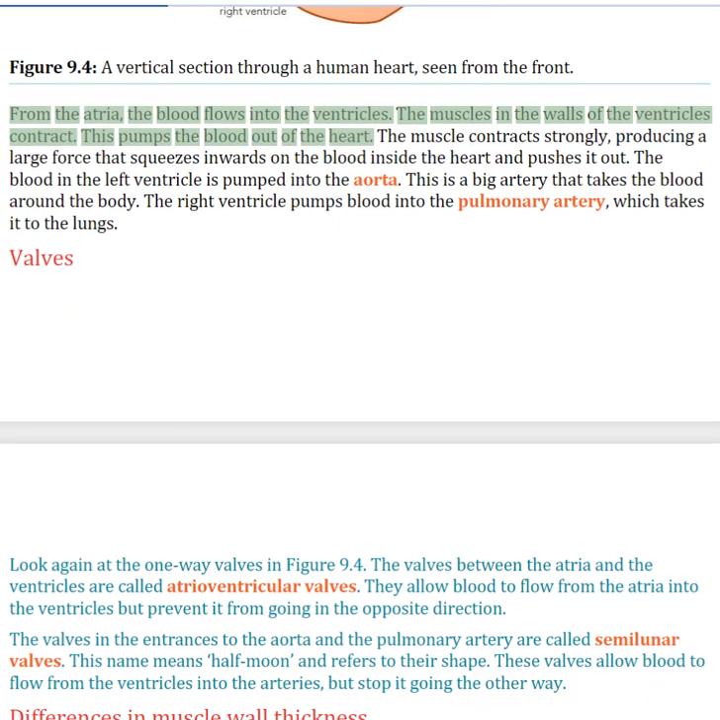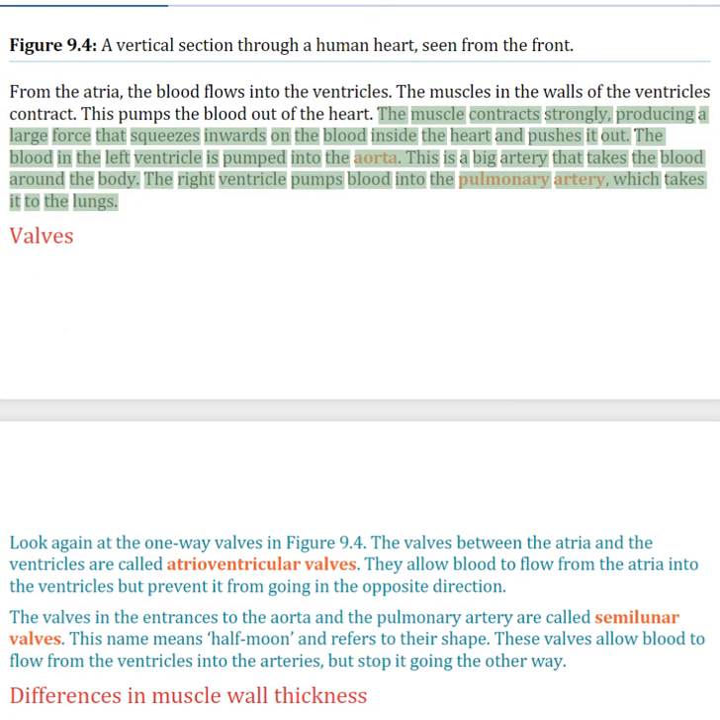From the atria, the blood flows into the ventricles. The muscles in the walls of the ventricles contract. This pumps the blood out of the heart. The muscle contracts strongly, producing a large force that squeezes inwards on the blood inside the heart and pushes it out. The blood in the left ventricle is pumped into the aorta. This is a big artery that takes the blood around the body. The right ventricle pumps blood into the pulmonary artery, which takes it to the lungs.